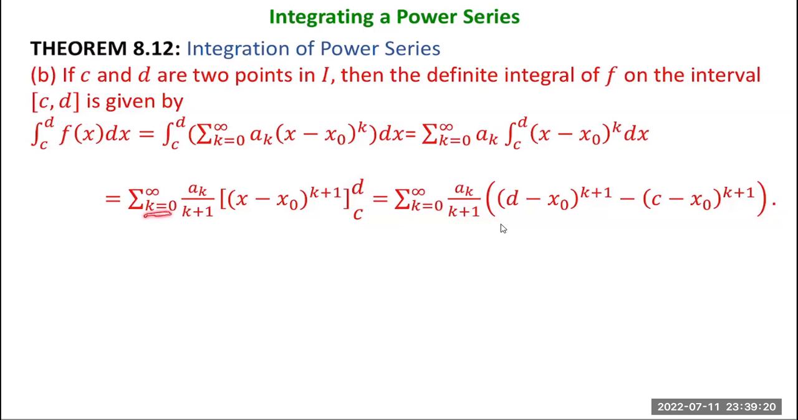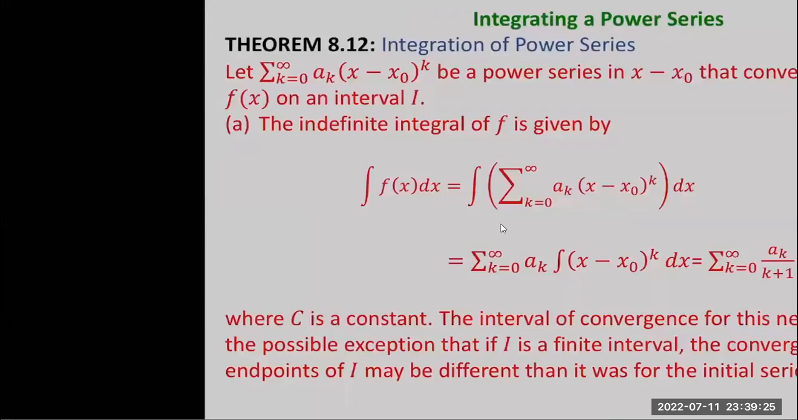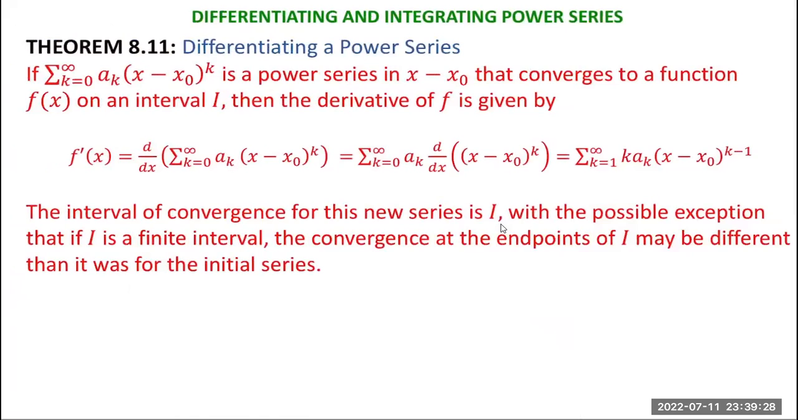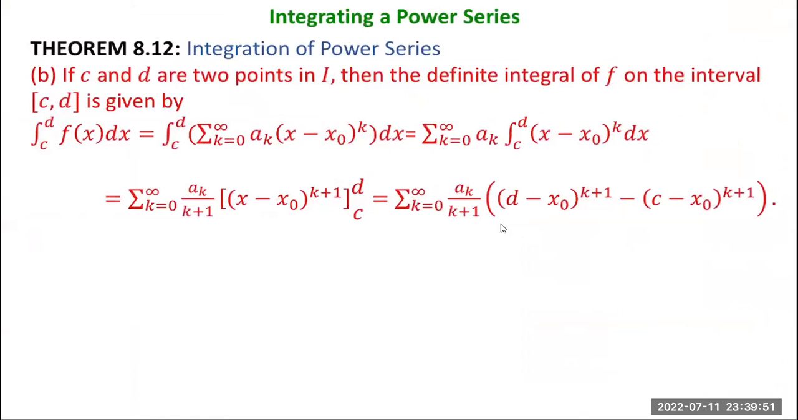Here, notice that k goes from 0 to infinity. Here also k goes from 0 to infinity, unlike in the differentiation case. Remember, in the differentiation case, here k goes from 0 to infinity, but here k goes from 1 to infinity. Why was that? Because if you take the first term, when k is equal to 0, this is a constant. The derivative of the constant term is 0. So you don't have to start the indexing with 0. So you started the index at k equals 1 in the derivative case. But here, in the integration case, you get something when you integrate when k is equal to 0. So the indexing starts at k equals 0.